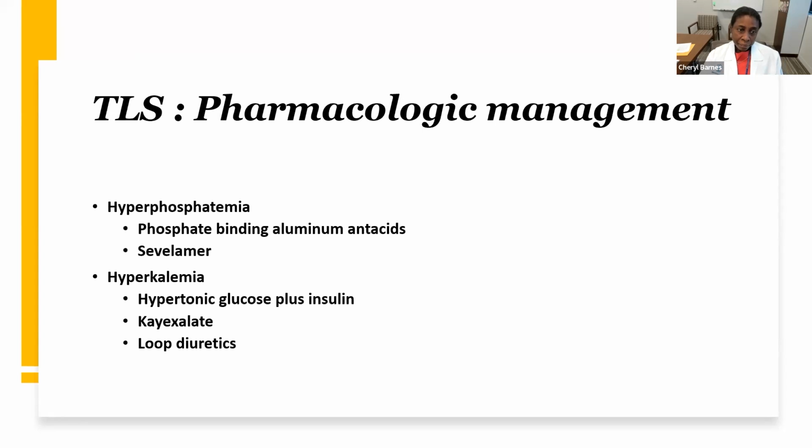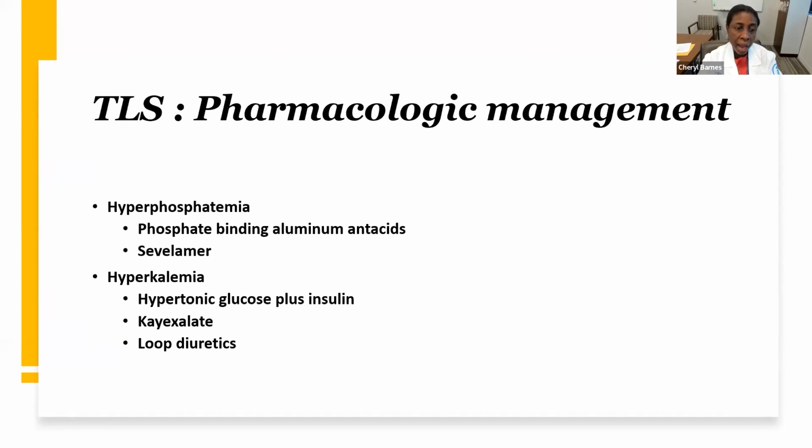Pharmacological management. For the hyperphosphatemia, the increased phosphorus, we want those phosphorus-binding aluminum antacids. Sevelamer is one of the things that we use. For the hyperkalemia, what we do is hypertonic glucose plus insulin.